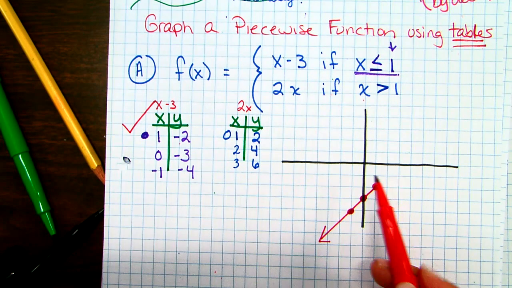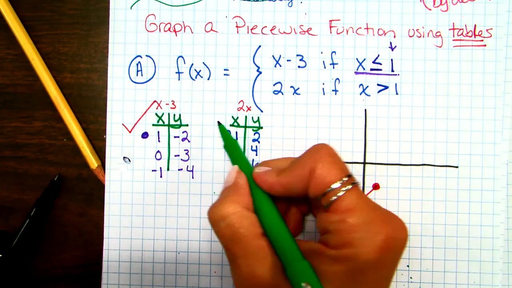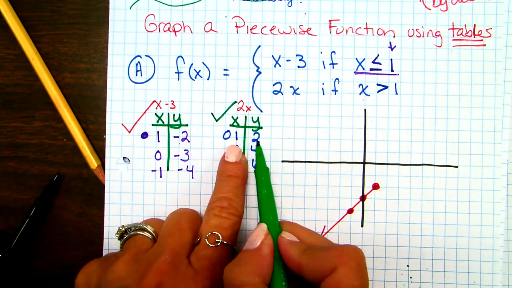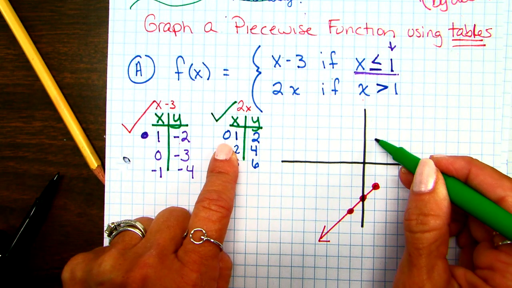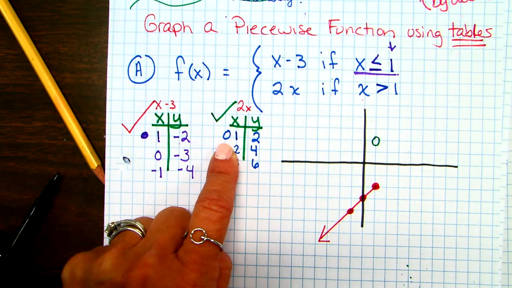Okay? Now, I'll use a different color just so you guys can see. I'll do this one in green. So I'm going to be at 1, 2, and look, open circle. To the right one, up 2, I'm going to have an open circle.